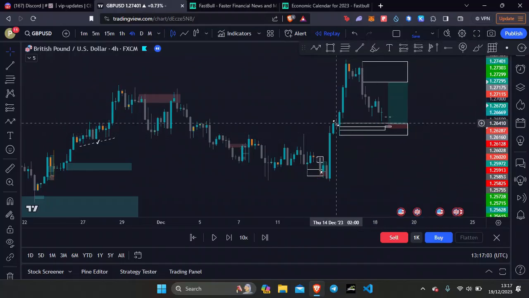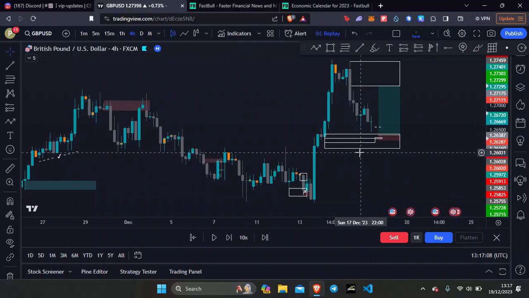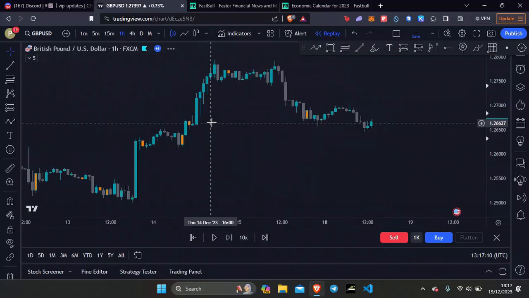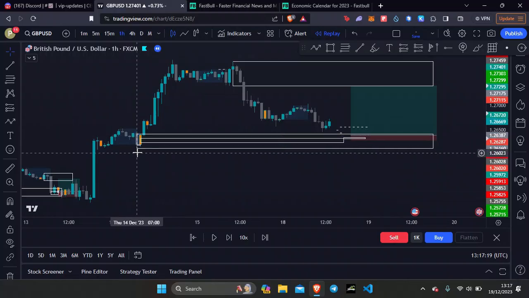So now that we've got this demand zone here and this demand zone here, we know that price is going to come to one of these two before giving us a reversal. So the next thing we can do is drop down to the lower time frames and start refining where price can potentially come to. So as we can see, I refined it to this 1-hour inside bar that we have right here.